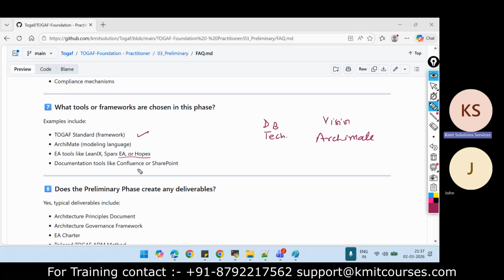Documents like Confluence or SharePoint, where you will keep your repository. Like under Jira, you can maintain your day-to-day activities. So these are the tools mostly we use in this phase.